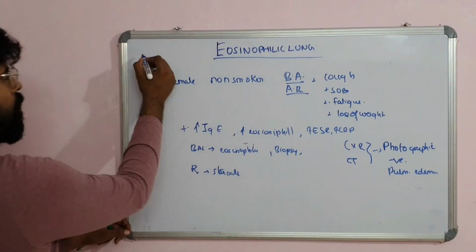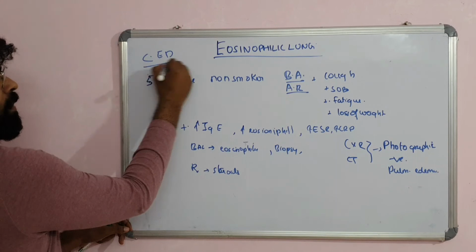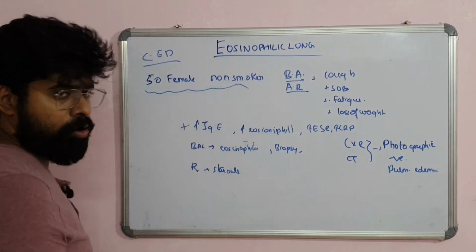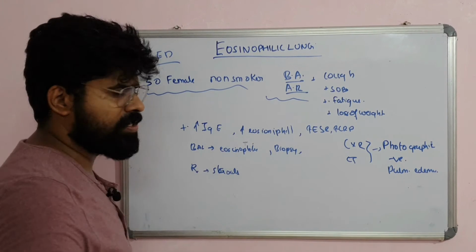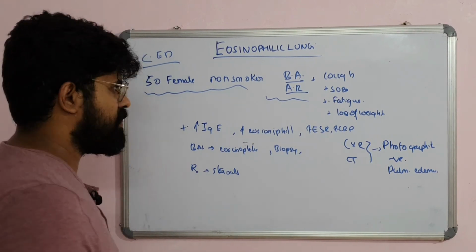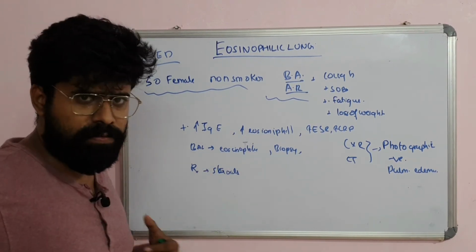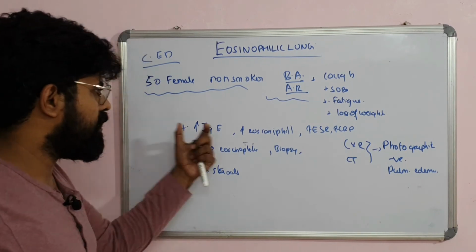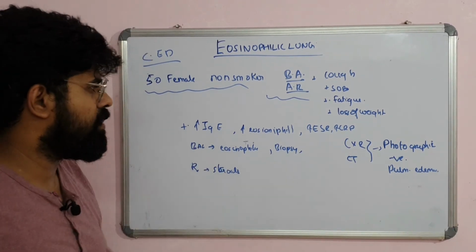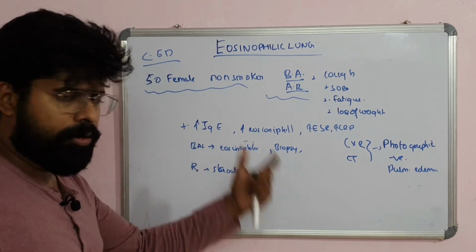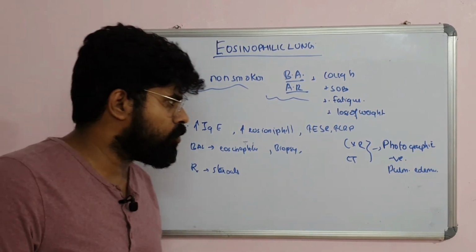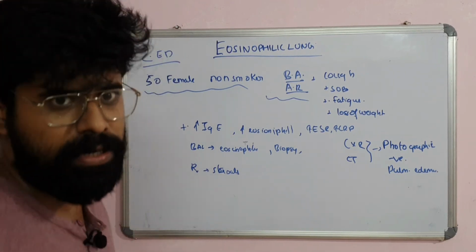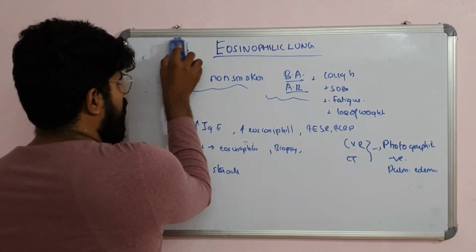This is chronic eosinophilic pneumonia. A 50-year-old non-smoker female is more common. There will be a history of bronchial asthma and allergic rhinitis. Presentation will be cough, shortness of breath, fatigue, weight loss. On auscultation you can have crepts and wheeze. Eosinophils will be raised, WBC can be raised, ESR will be raised, BAL shows eosinophils. A biopsy will show eosinophilic infiltration in the lung, and the chest X-ray will show photographic negative pulmonary edema. Treatment: they will improve with steroids. This is chronic eosinophilic pneumonia.